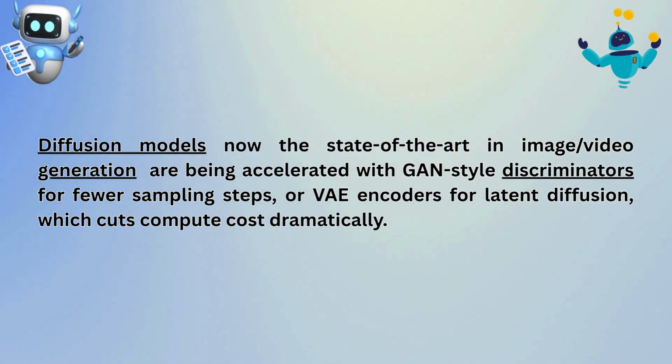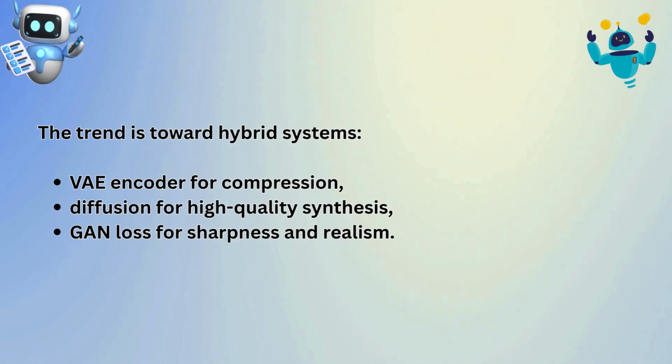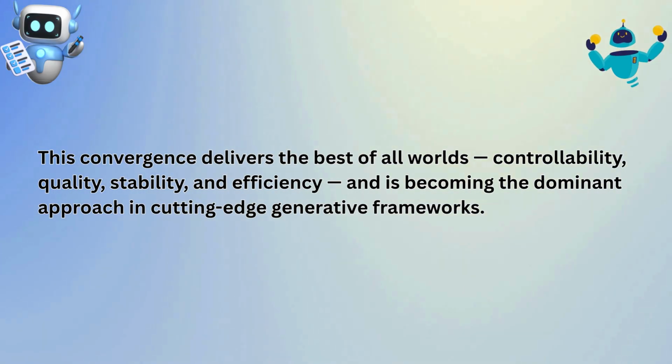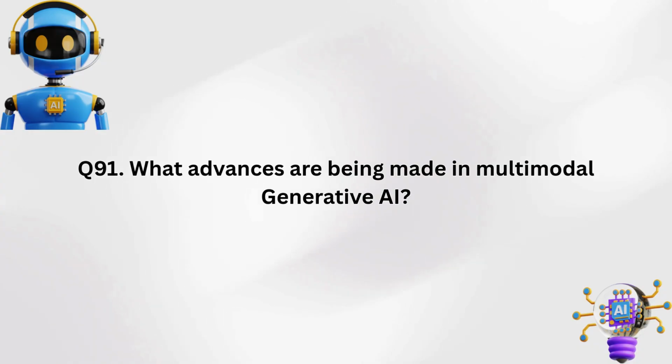Diffusion models, now the state-of-the-art in image and video generation, are being accelerated with GAN-style discriminators for fewer sampling steps, or VAE encoders for latent diffusion, which cuts compute costs dramatically. The trend is toward hybrid systems: VAE encoder for compression, diffusion for high-quality synthesis, GAN loss for sharpness and realism. This convergence delivers the best of all worlds: controllability, quality, stability, and efficiency, and is becoming the dominant approach in cutting-edge generative frameworks. What advances are being made in multimodal generative AI?